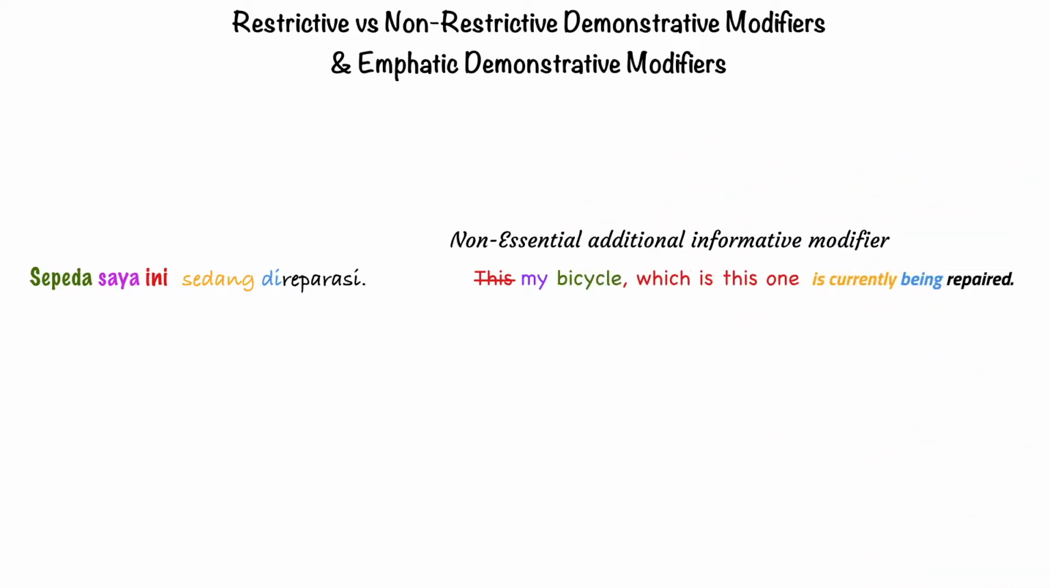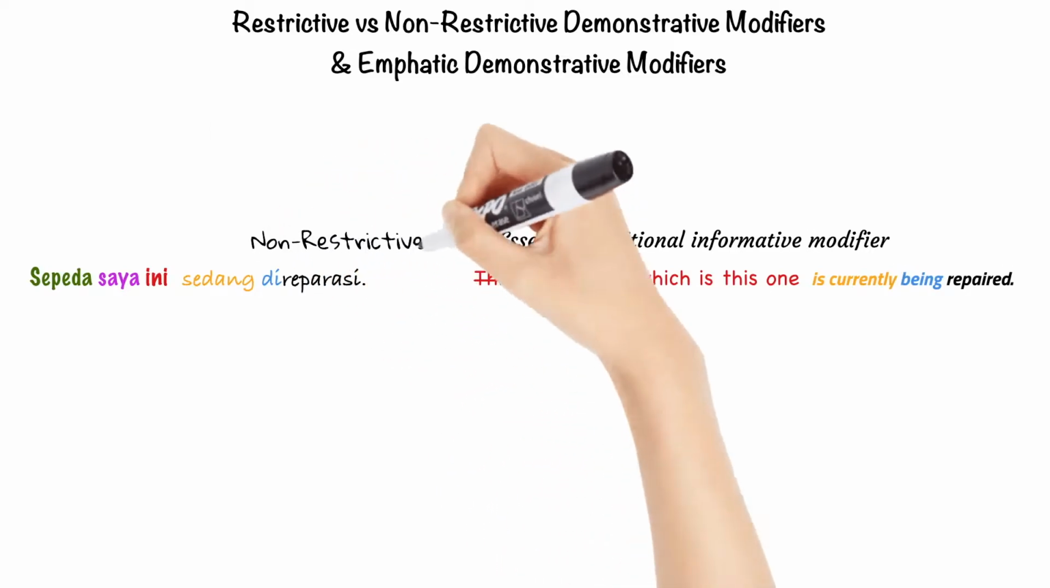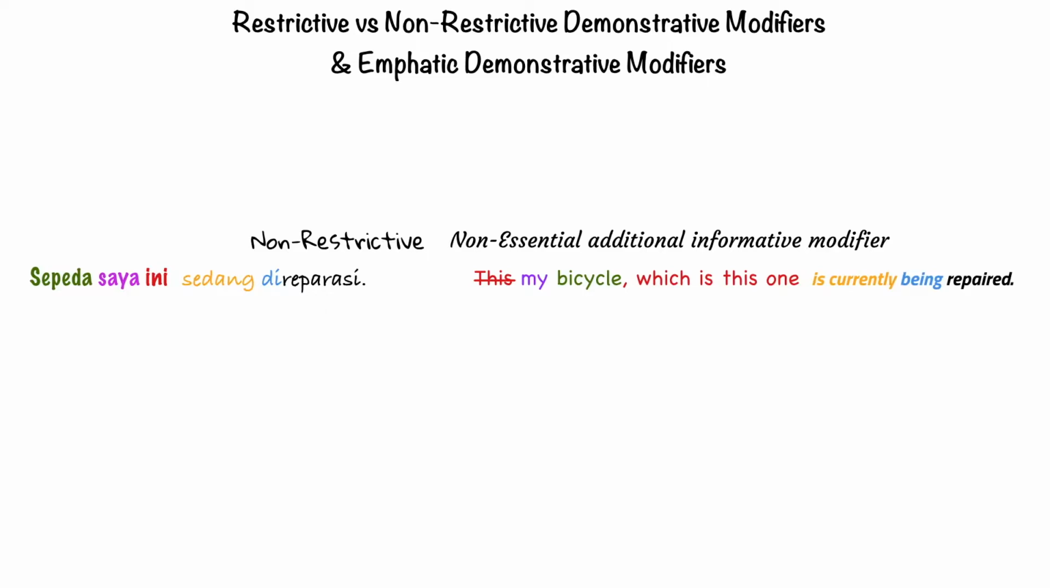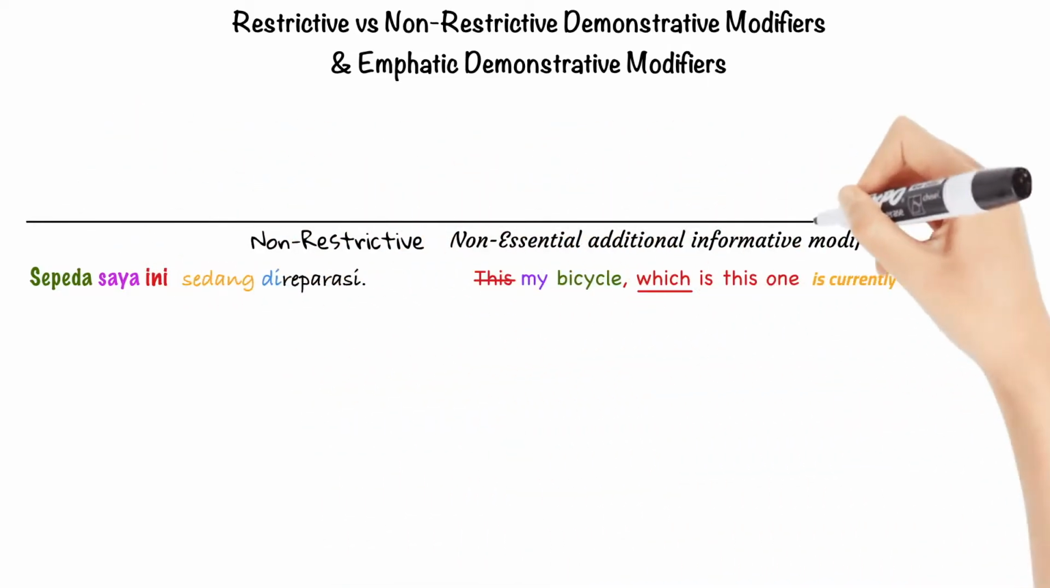It only gives us more nuance of where my bicycle is. This case of modifiers are the so-called non-restrictive modifiers. That's why we use the word which in English.